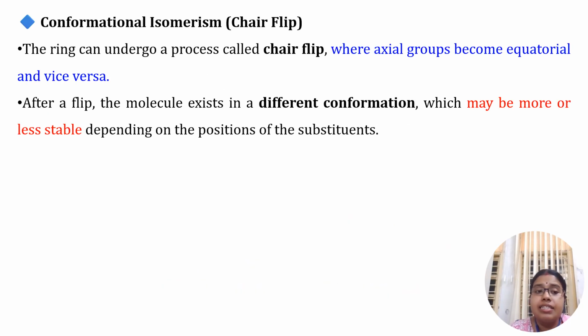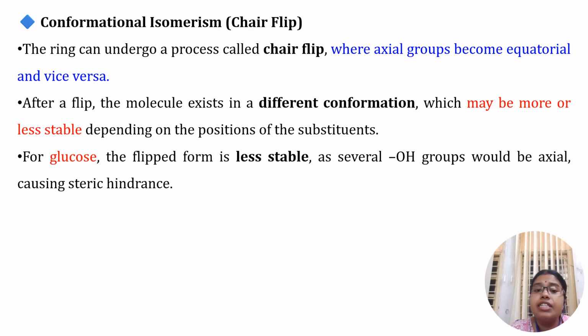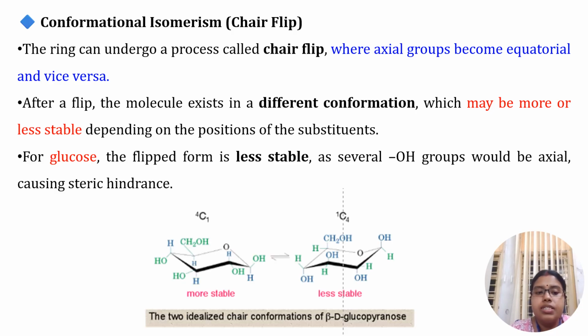Other than this, it has one conformational isomerism, which is known as the flip. The ring can undergo a process called the chair flip, where axial groups become equatorial and vice versa. There is no other change like D or L or alpha or beta. All the axial groups become equatorial and all the equatorial become axial. After a flip, the molecule exists in a different conformation, which may be more or less stable depending on the position of the substituents. For glucose, the flipped form is less stable, as several OH groups in the axial position cause steric hindrance. That's why the unflipped structure of glucose is the most stable one.